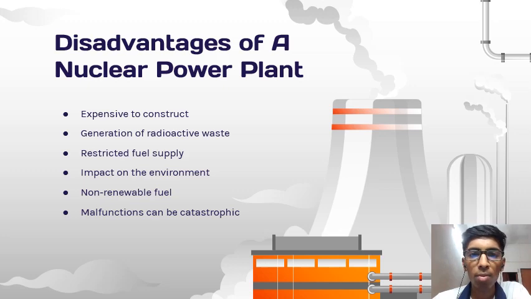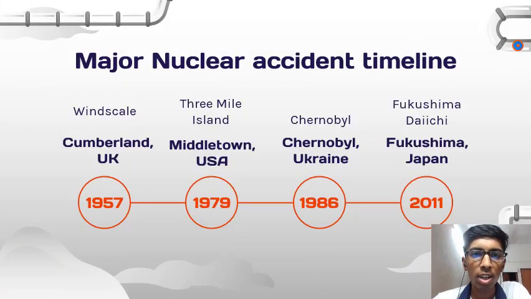So let's look at some malfunction examples. So these are some major nuclear accidents timeline. So you can see that 1957 in UK, 1900 in USA, 1986 in Ukraine, and 2011 in Japan. These are some major nuclear accidents timeline.